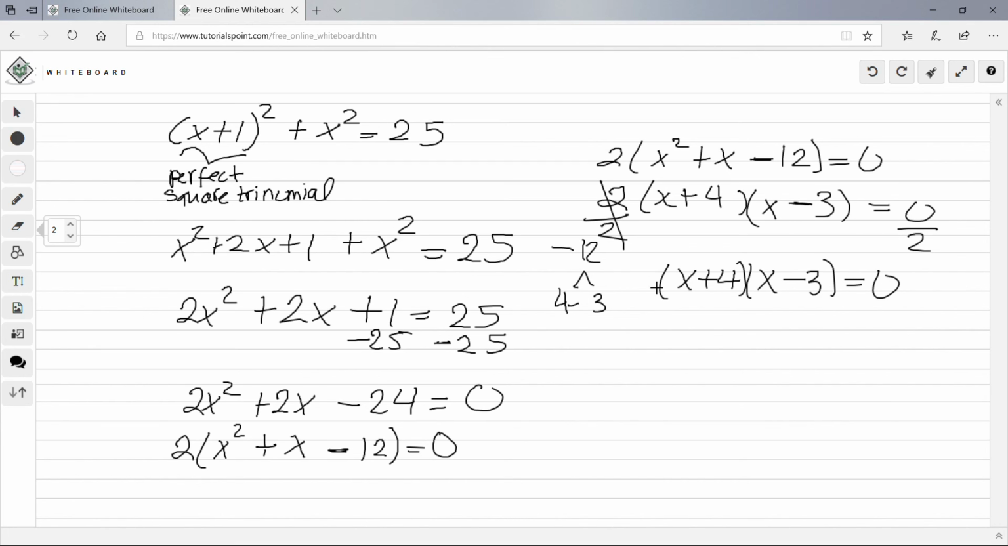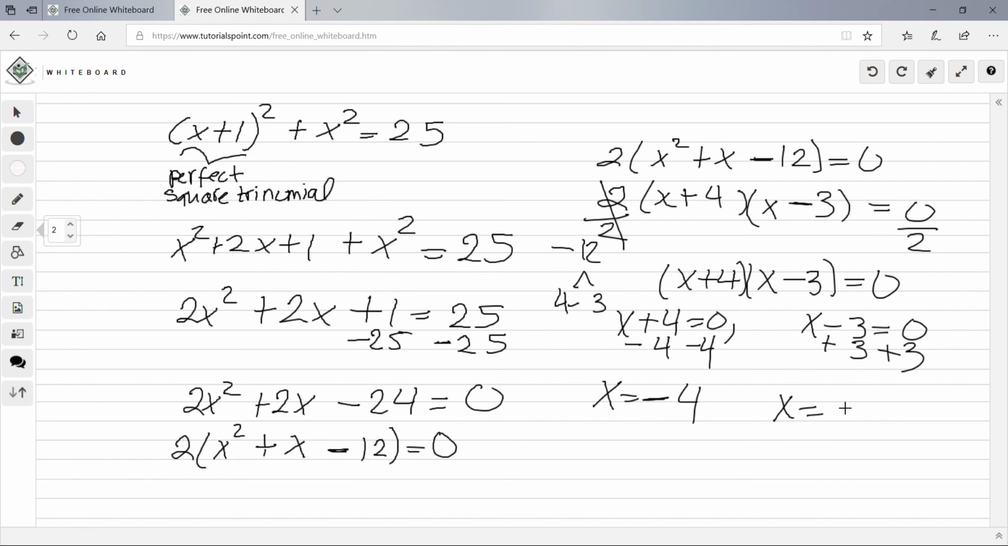And then solve for 0, right? You're going to get 2 answers. So x plus 4 equals 0 and x minus 3 equals 0. Subtract 4 from both sides, so x equals negative 4. And then add 3 to both sides, so you get x equals 3. Those are your 2 answers. You always have to check by putting them into the original equation. I already did, and they both work, so we can say that these are your 2 answers. And that's all for this section.